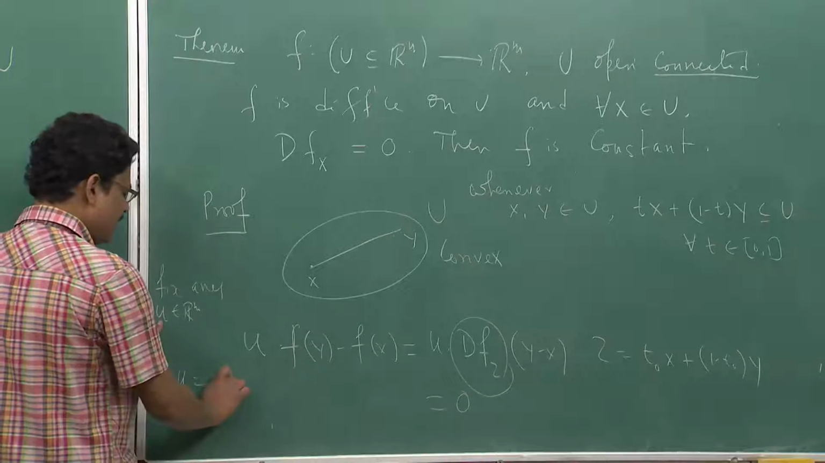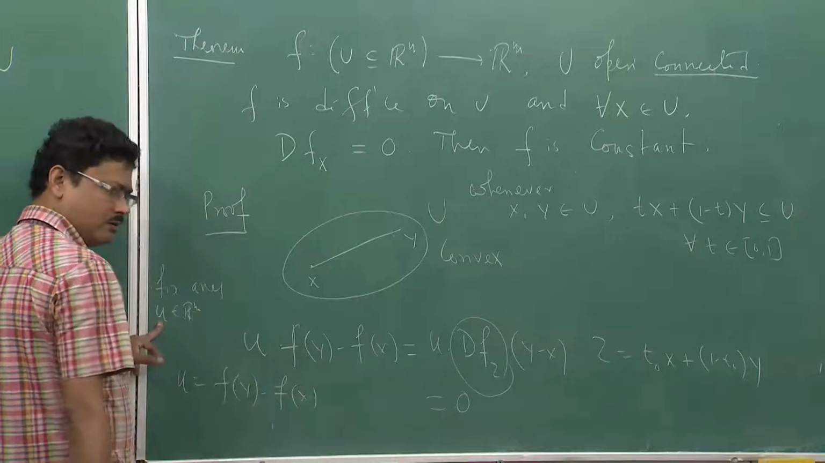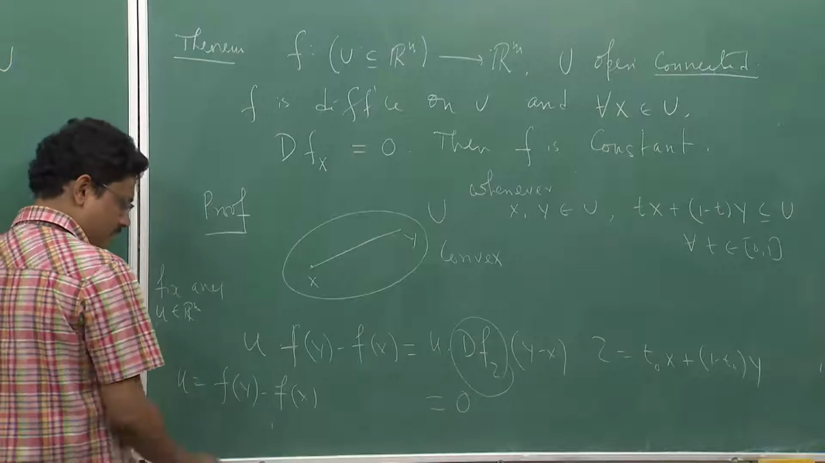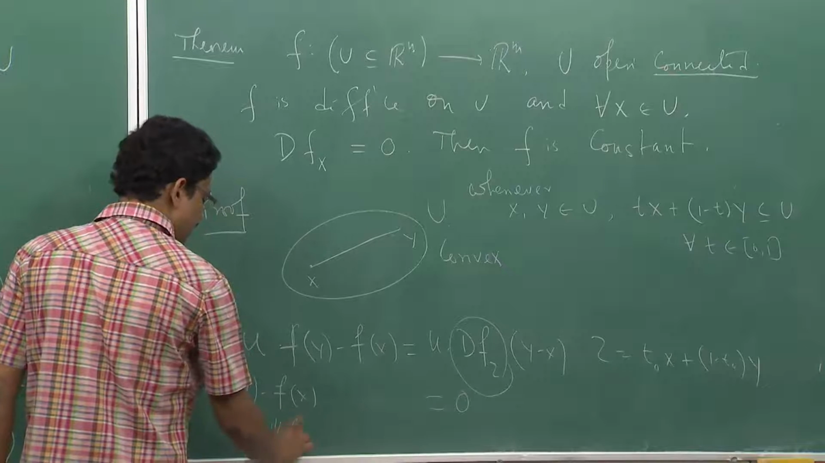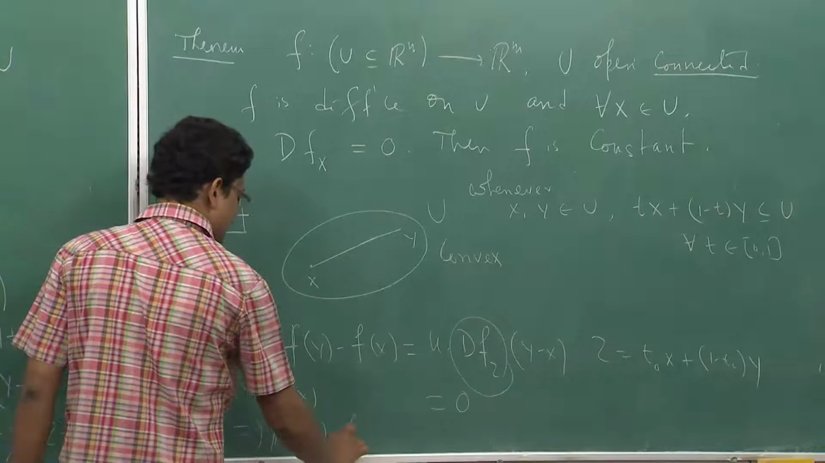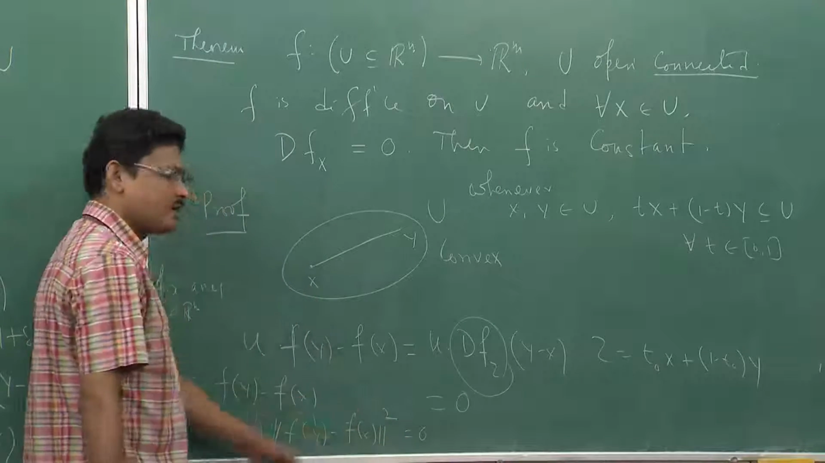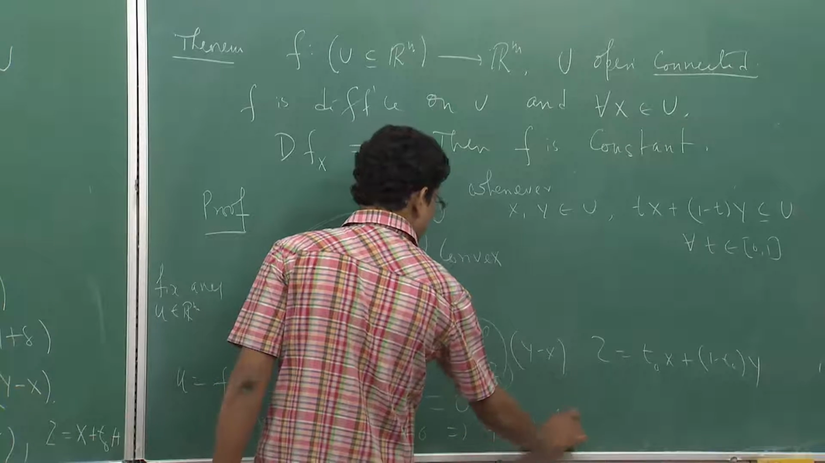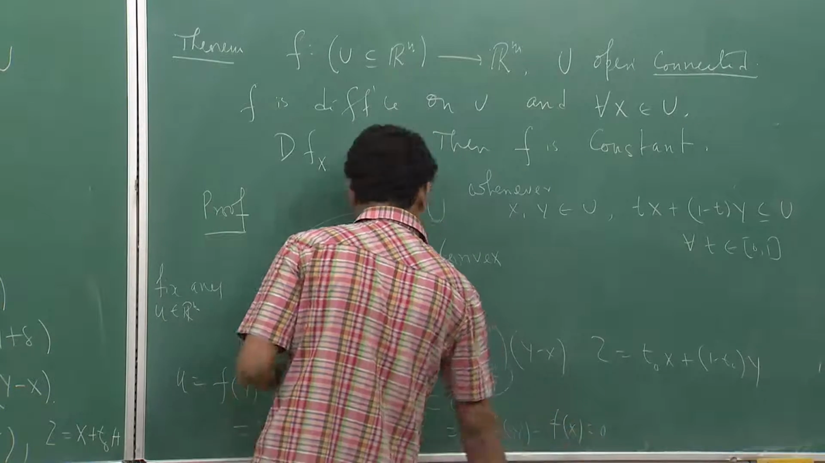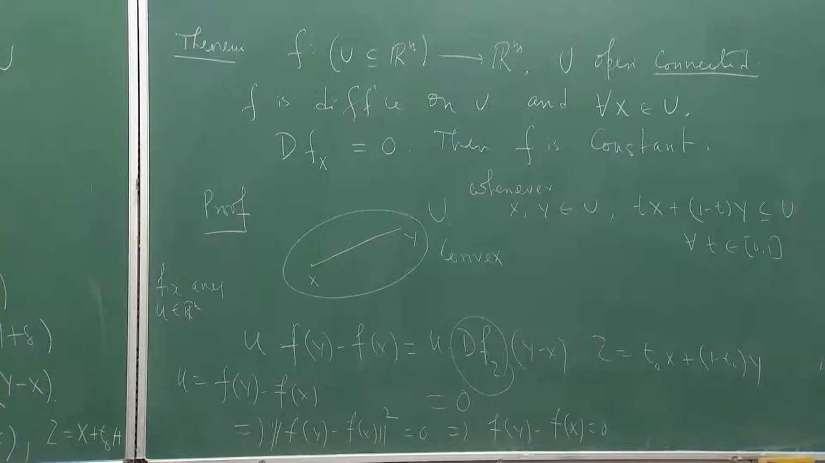Now, you can take u to be f(y) minus f(x), since x and y are fixed. So f(y) minus f(x) dot f(y) minus f(x) will give you the norm of f(y) minus f(x) squared equal to 0. Norm squared of something equal to 0 will imply f(y) minus f(x) equal to 0. So f(y) equals f(x), and you can apply this for any two points as long as U is convex, any convex set that is open and connected.